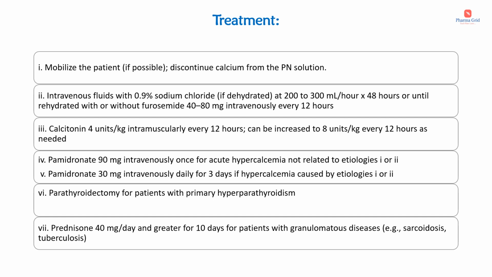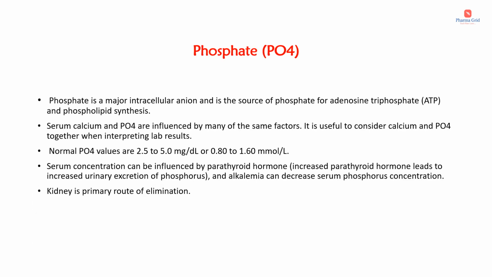Next treatment option is parathyroidectomy for patients with primary hyperparathyroidism. Then prednisone 40 mg per day and greater for 10 days for patients with granulomatous diseases, for example sarcoidosis, tuberculosis, etc. So the next electrolyte is phosphate.